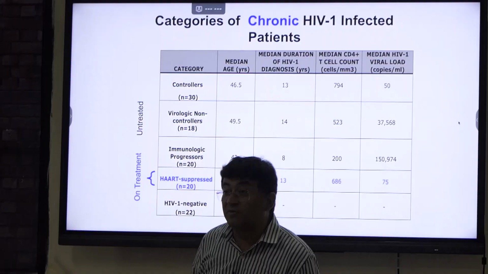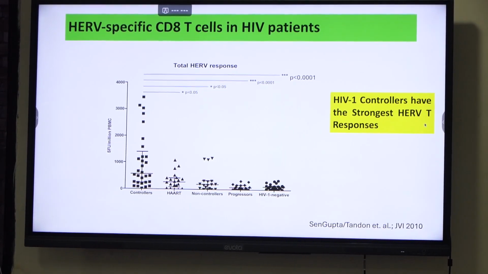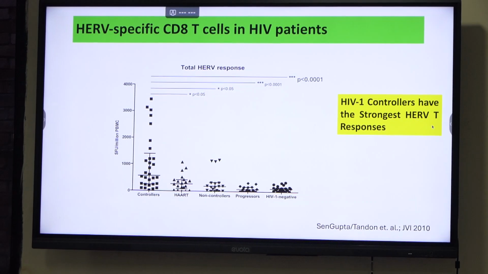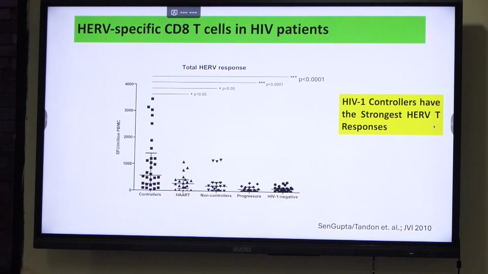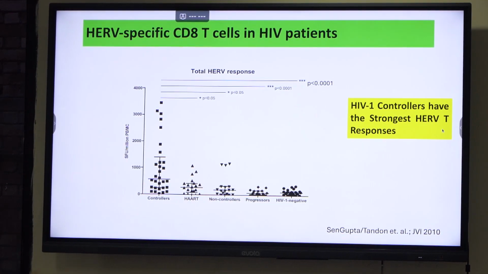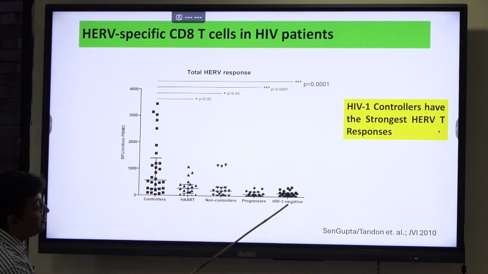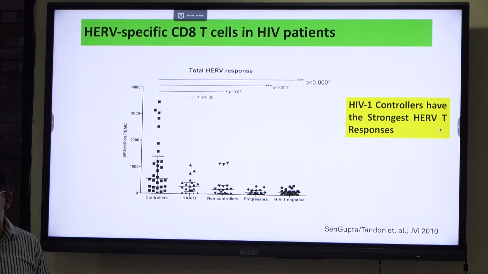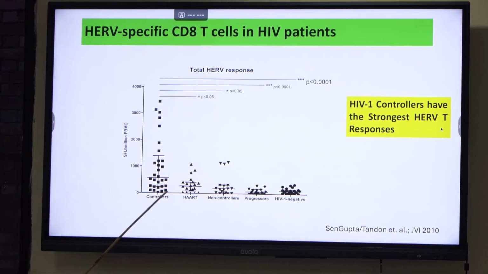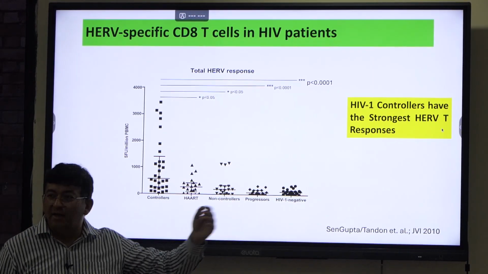When we looked at T-cell response against HERV in all these categories, you see that controllers, who control the virus by themselves, have the highest magnitude of HERV-specific T-cell response. They are controlling. The other category, HART suppressed, those who are taking antiretroviral therapy and suppressing the virus, are also having a higher magnitude of HERV-specific T-cell response compared to the other categories. You see non-controllers and progressors. Progressors, who progress to HIV, have high load. You see that they have low HERV-specific T-cell response, almost like the negative ones.